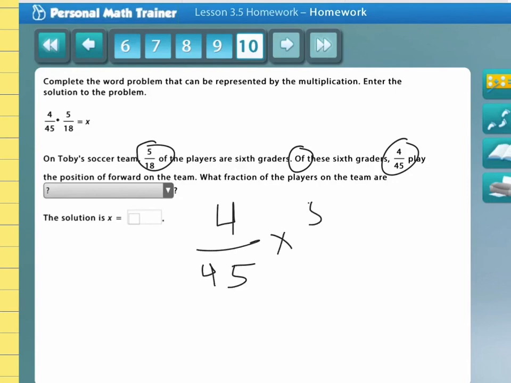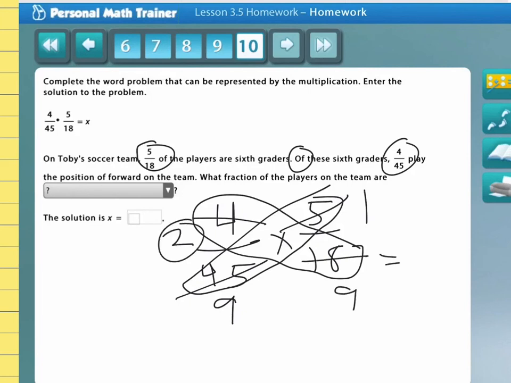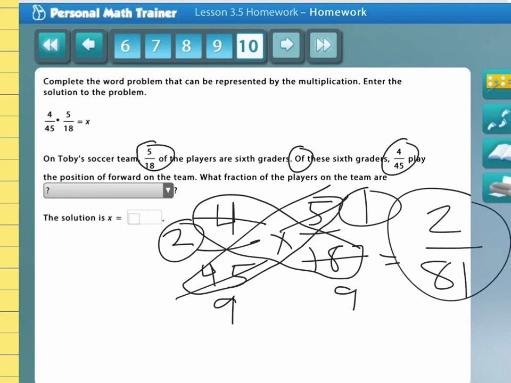4/45 times 5/18. These two numbers have a common factor of 5, so I'm going to divide that by 5 and that by 5, and these two numbers have a common factor of 2. So 4 divided by 2 is 2, and 18 divided by 2 is 9. So we end up with 2 times 1, which is 2, over 9 times 9, which is 81. So 2/81 of the team.